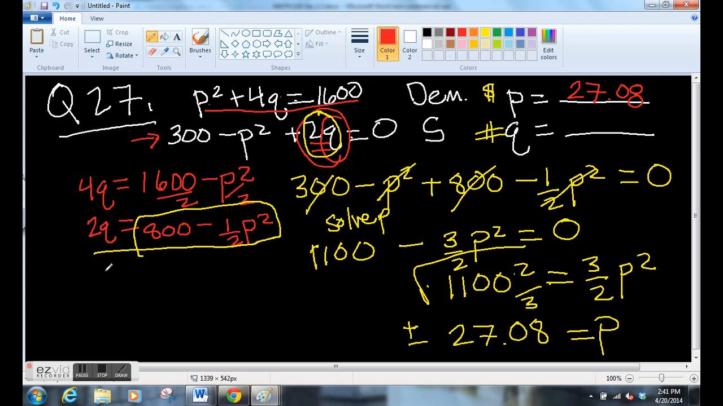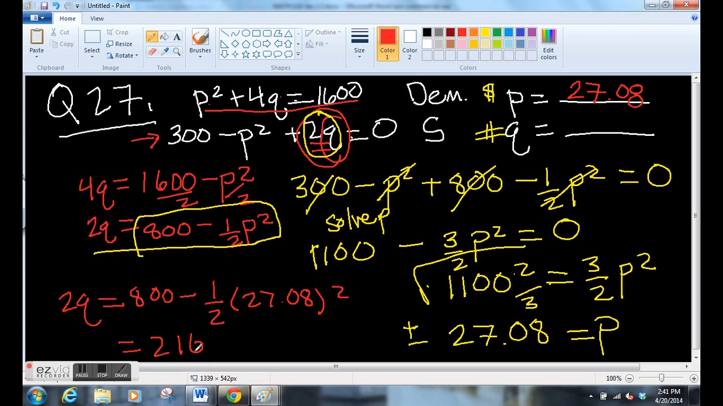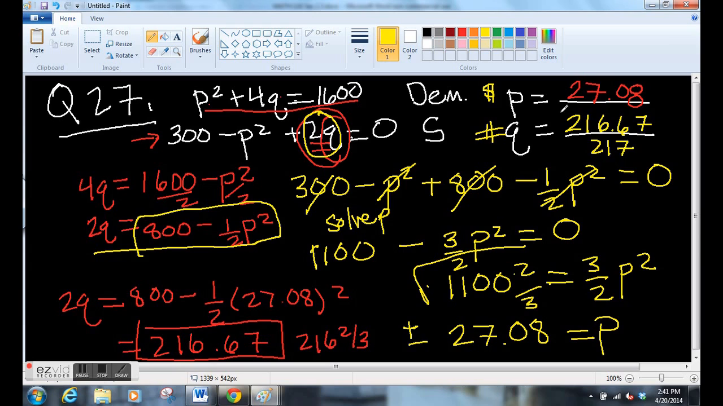So again, like 2q, you plug it right in here, equals 800 minus 1/2 times the price, 27.08 squared, which is equal to 216.67. Your book says 216 and 2/3. That's fine also. Either one is fine. So you should be making about 216.67. I would have said 217, but that's fine. I would also accept 217 items.